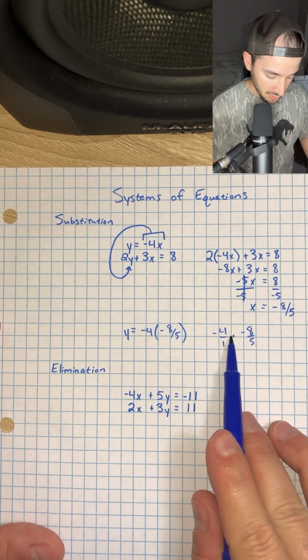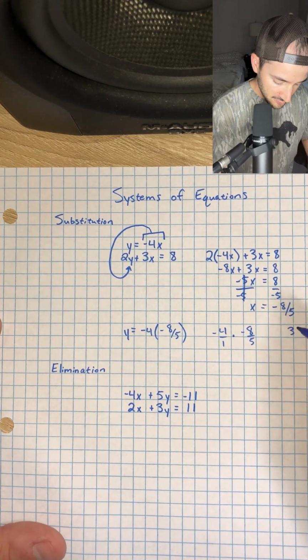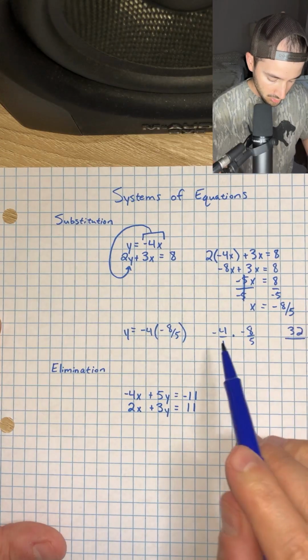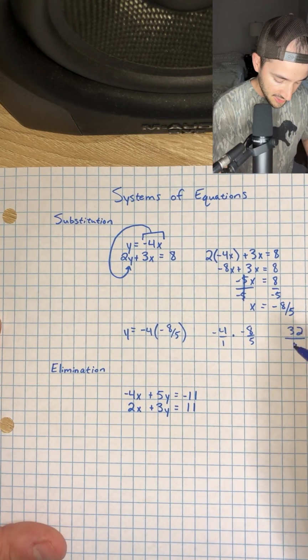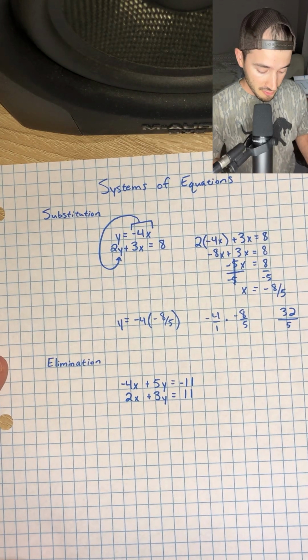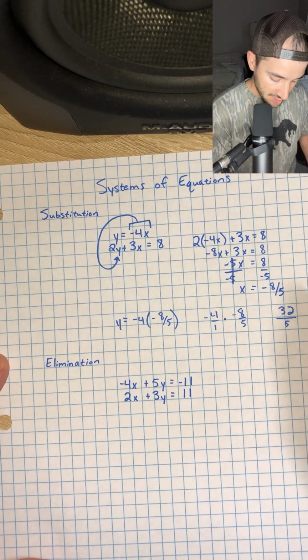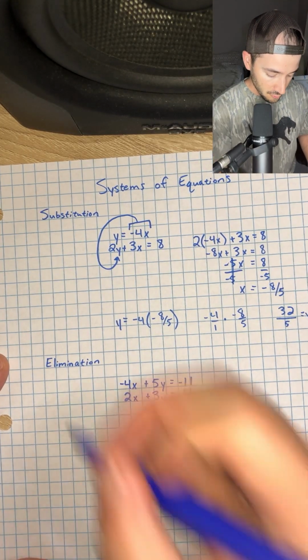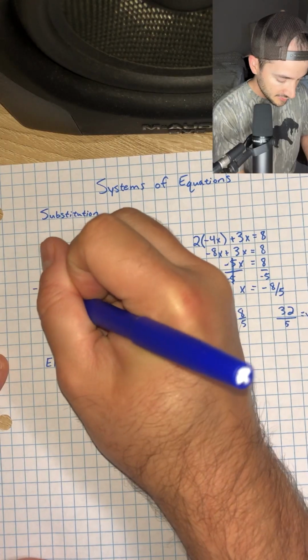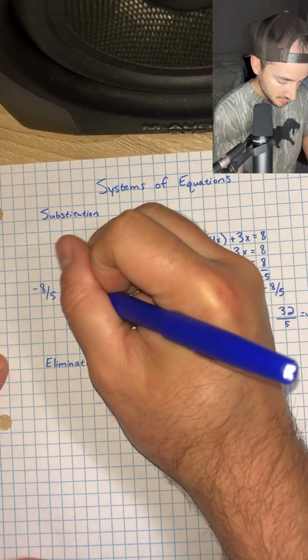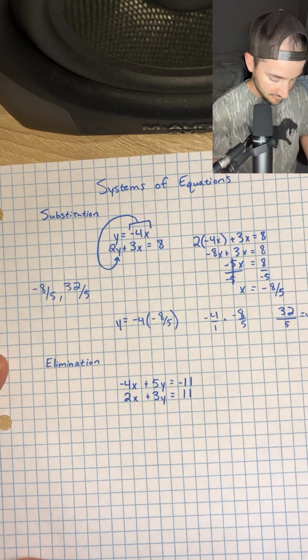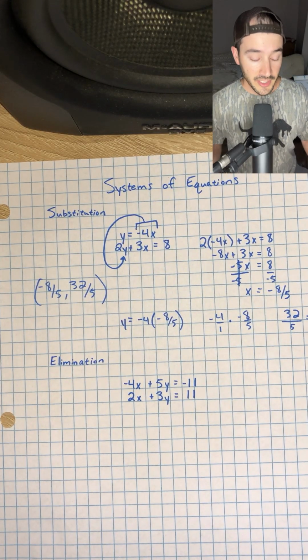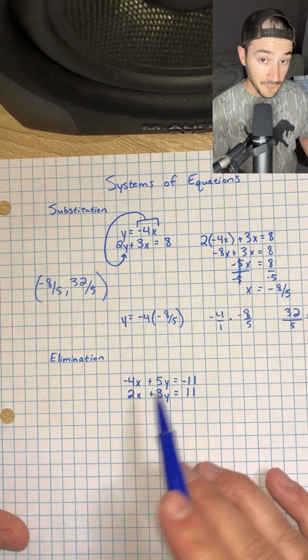So negative 4 times negative 8 is positive 32 over 1 times 5 is 5. And we can't reduce that any further, so we're just going to leave that as 32 over 5, so that's our y value. So our full answer would be negative 8 over 5, comma, 32 over 5. So that's the substitution method. We can also do the elimination method for this problem.